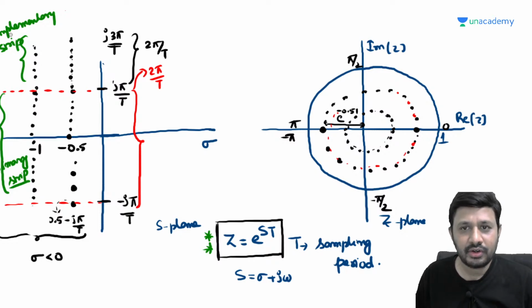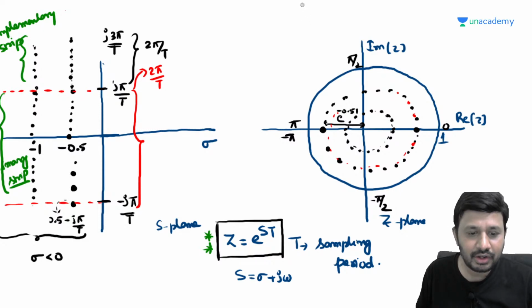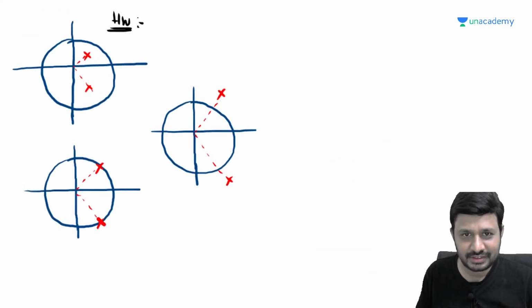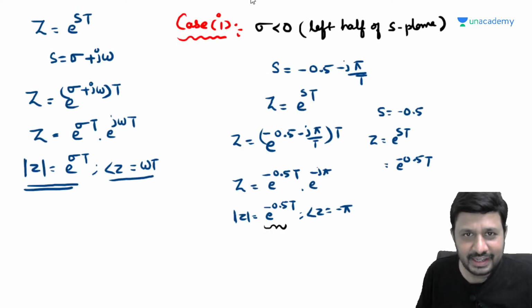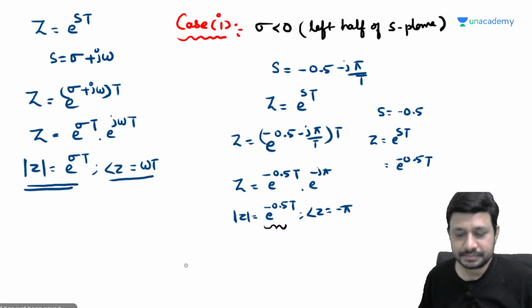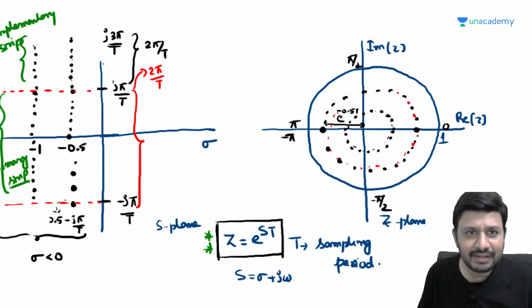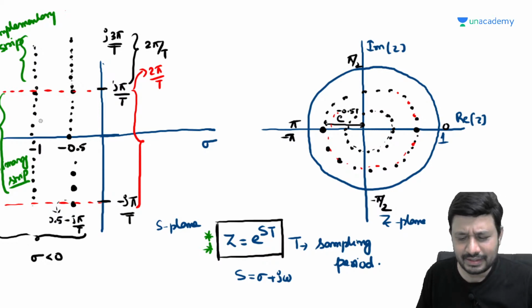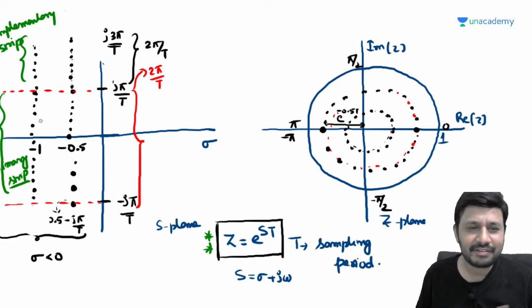Now look here. Can I give the statement now? Now observe the statement: sigma less than 0. What is the statement I am going to make? Sigma less than 0, what is your notation? Generally, the simple statement is: the left half of S plane is mapped to inside the unit circle, the right half of S plane is mapped to outside the unit circle, and the imaginary axis is mapped on the unit circle.